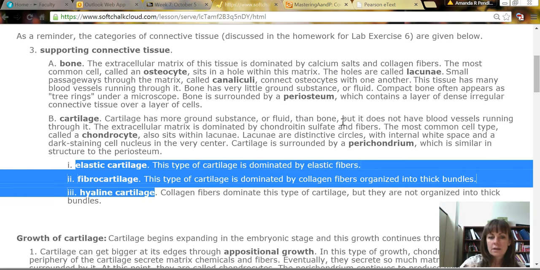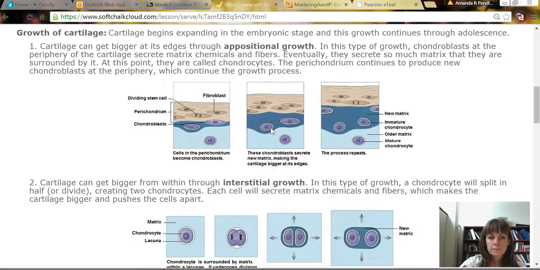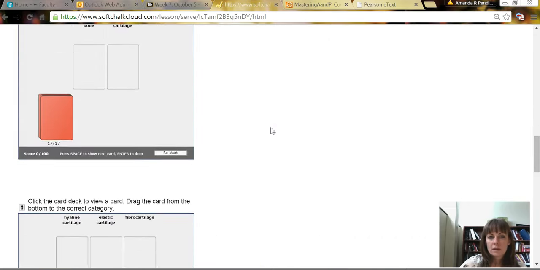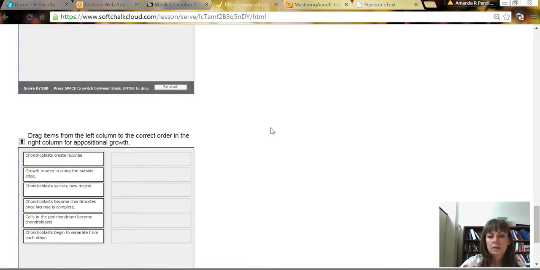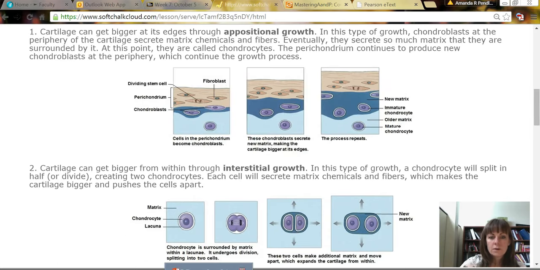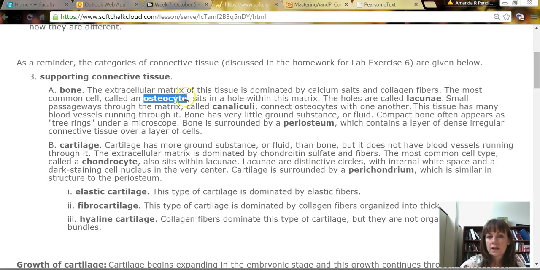I just point out that it goes through the different types of growth. I point out that you do have these activities to help you learn this information step by step. I do want to point out a couple of things on bone. So bone, we have osteocytes as the cell. They live in lacuna. But they have these two other words called canaliculi and periosteum. And so periosteum, similar to perichondrium, remember chondra is going to be referring to our cartilage. Okay, we have periosteum, very similar. And that's again going to be a layer of this dense irregular connective tissue that is going to be on the outside of the bone.